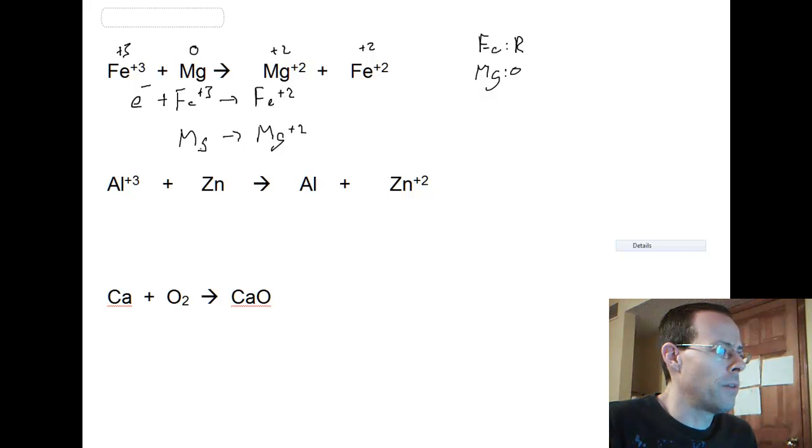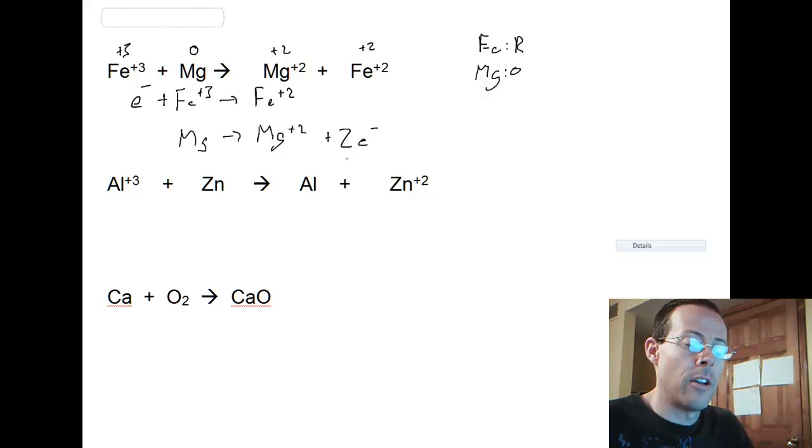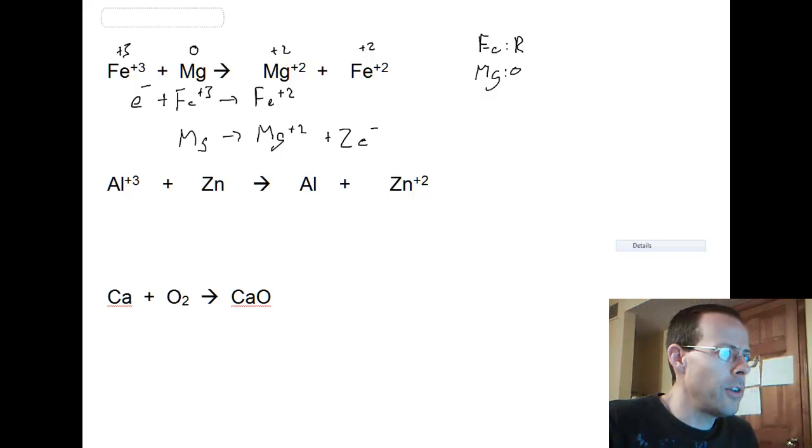Down here we have one magnesium, we have one magnesium. However, we have a 0 charge and a +2 charge. So down here I'm going to add 2 electrons. And now notice my two half reactions are balanced because they have the same number of electrons and the same charge. So if we go back up here and look at iron, it says iron is reduced.